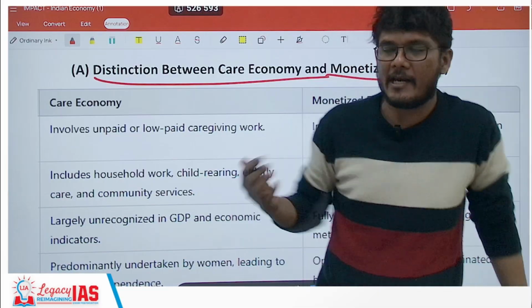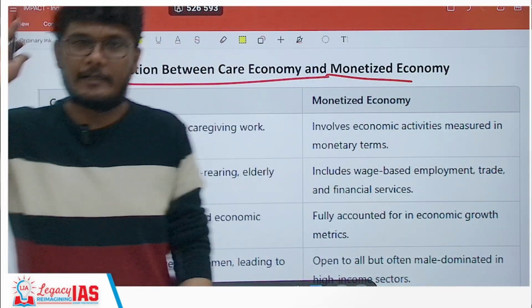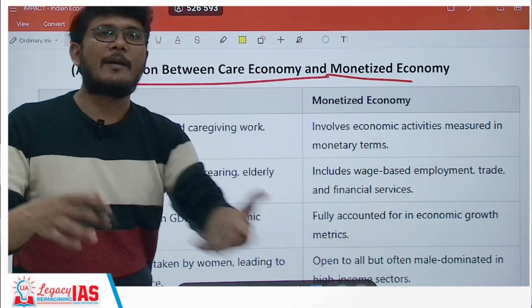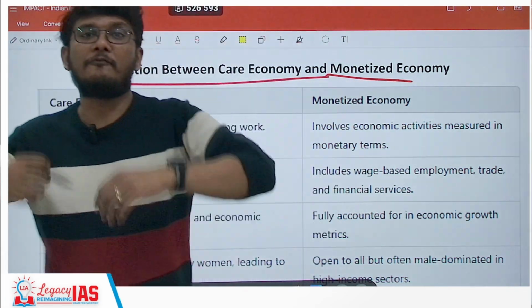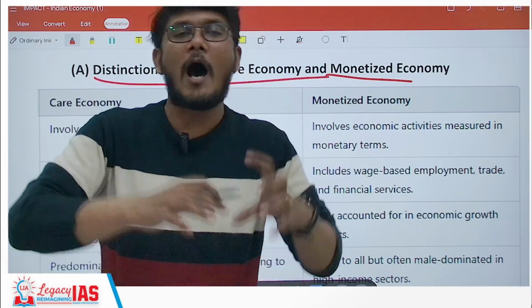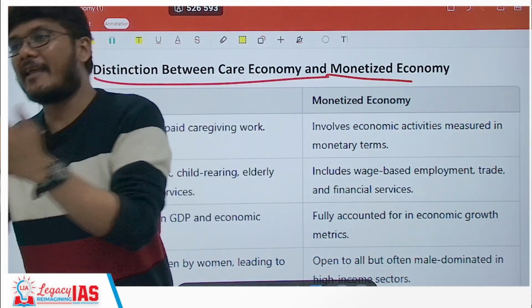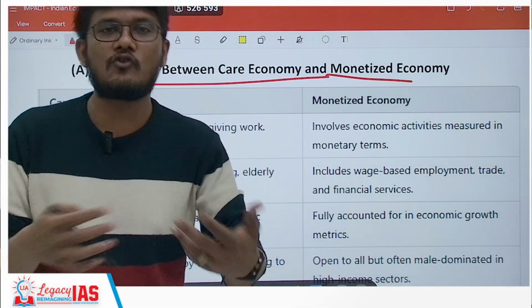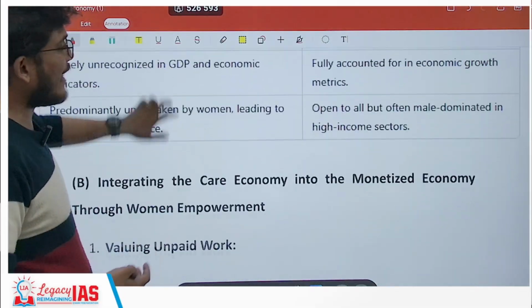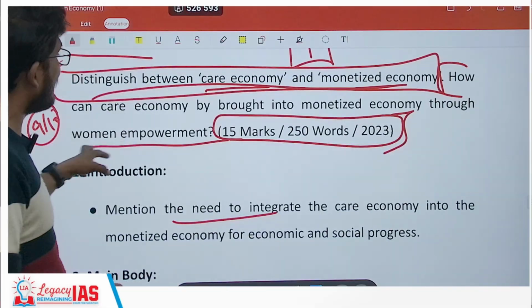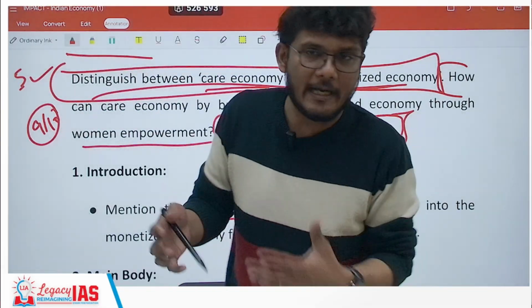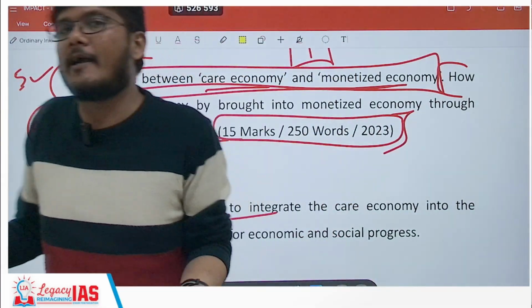Now basically care economy is the economy which is unpaid, and monetized is the one where payment is made. That is the difference. And what happens majorly is that it's the women who are more present in the care economy, and hence it is not paid. So that is why the question also talks about moving towards monetization through women empowerment. So again, of course, both the things are going to go hand in hand only, right?